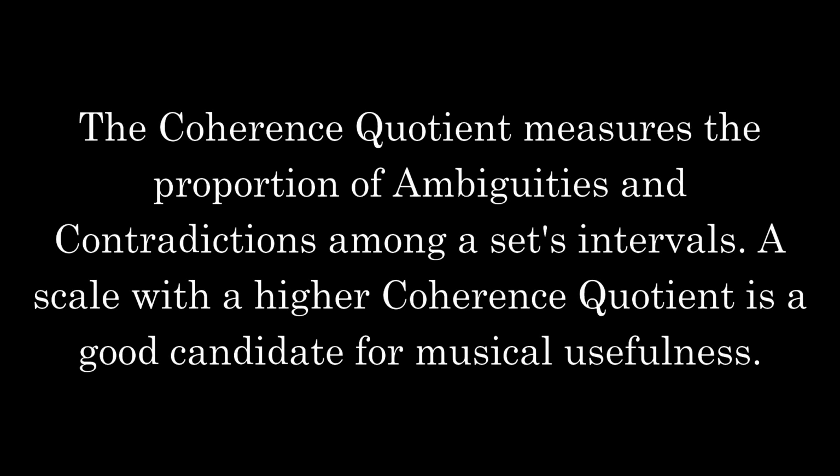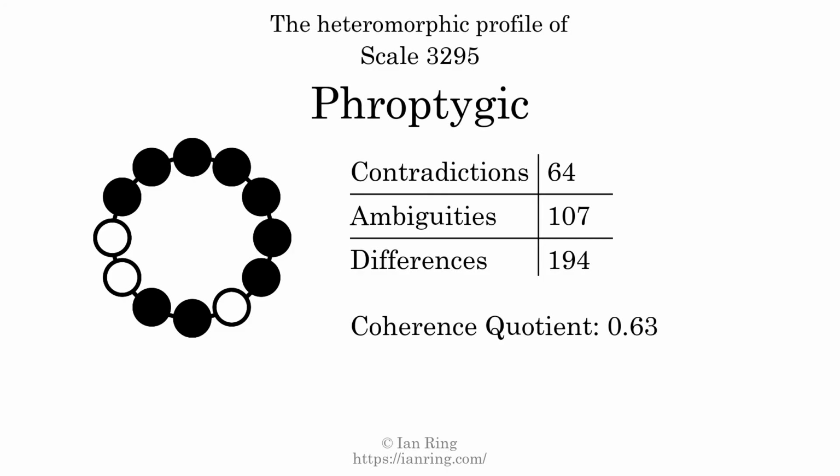The coherence quotient measures the proportion of ambiguities and contradictions among a set's intervals. A scale with a higher coherence quotient is a good candidate for musical usefulness. The coherence quotient is 0.63.